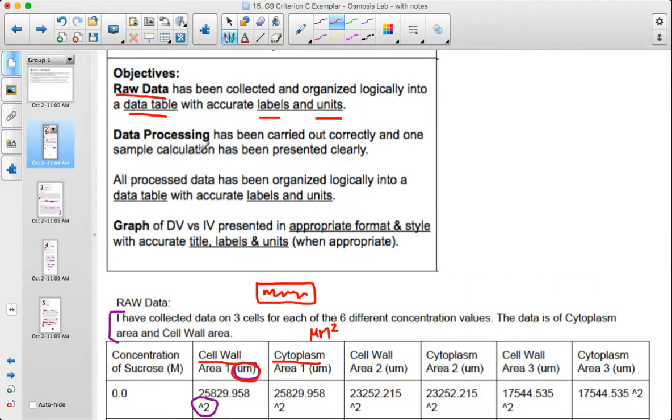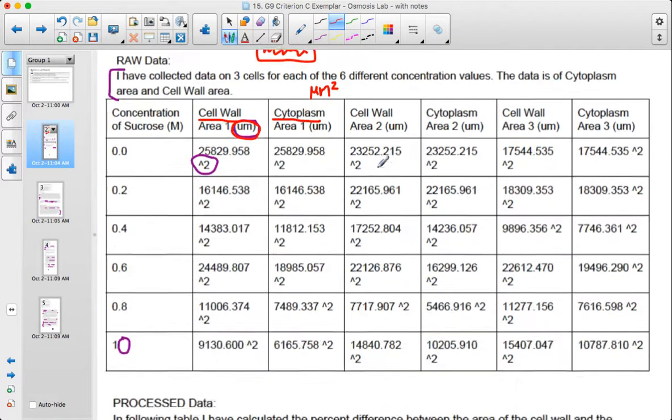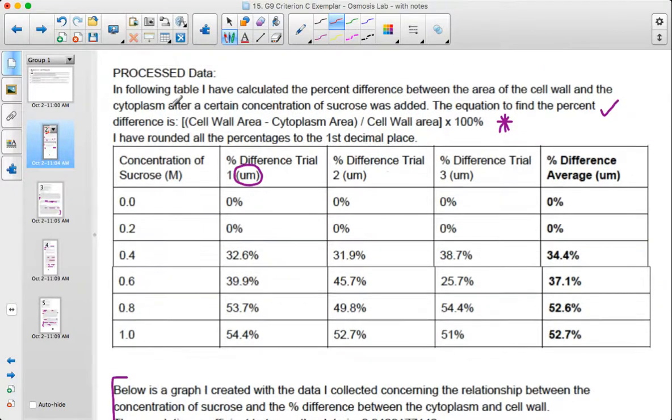Data processing has been carried out correctly, and one sample calculation has been presented clearly. So the processed data is explained. The equation that was used in this lab was to calculate the percentage difference between the cell wall area and the cytoplasm area.